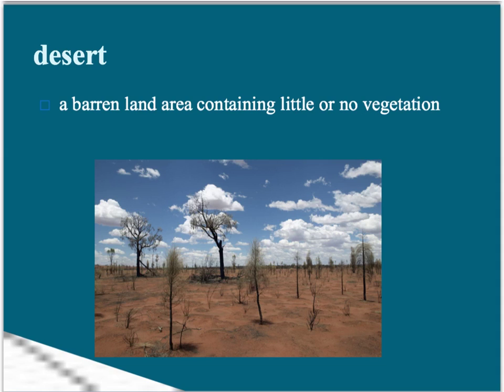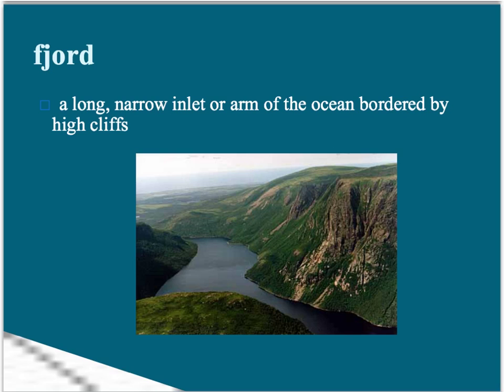A desert is a barren land containing little or no vegetation. Remember the 2nd grade rule, you want to get dessert twice, so dessert has 2 S's and desert has only 1. This is a fun word to say. Fjord is a long, narrow inlet or arm of the ocean bordered by really high cliffs.